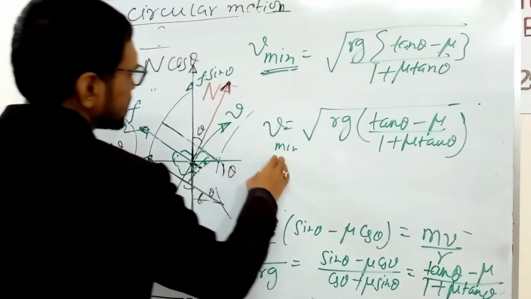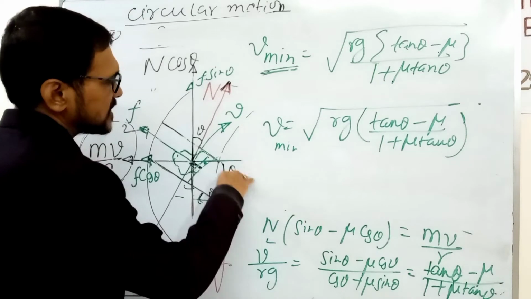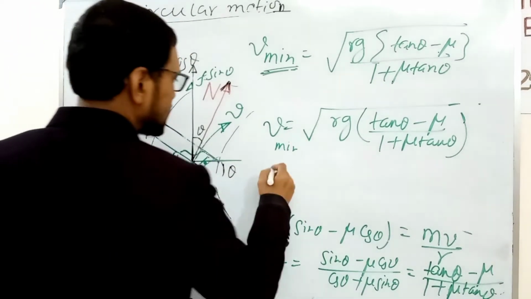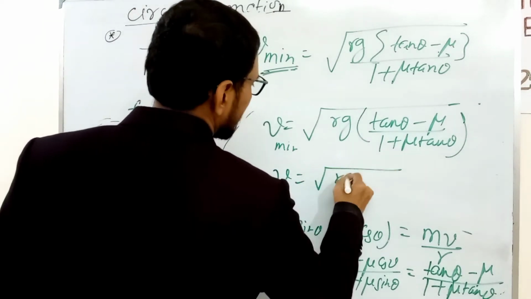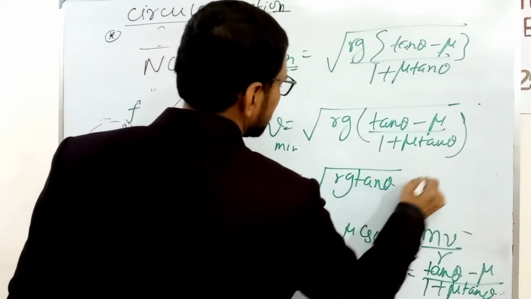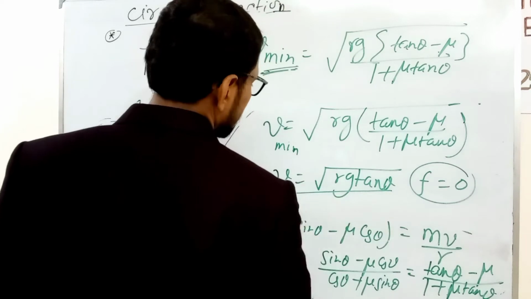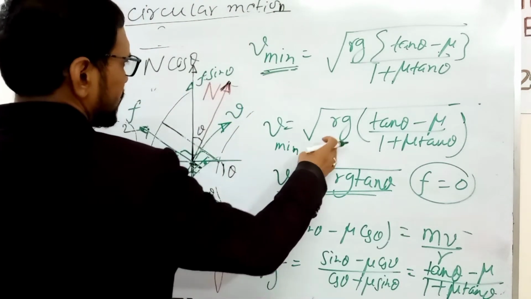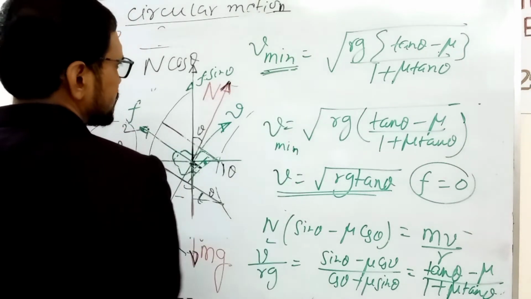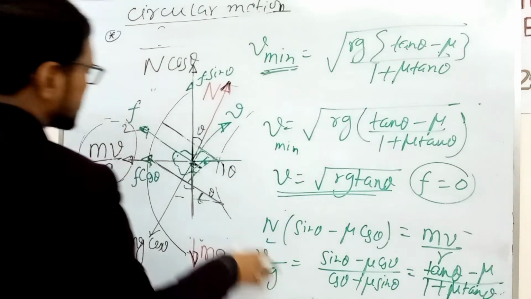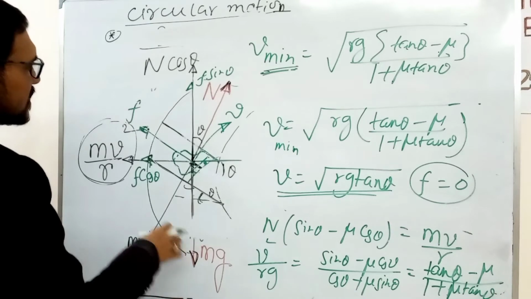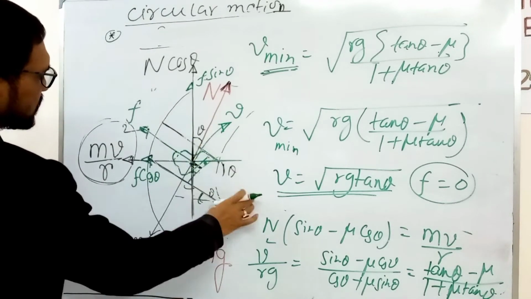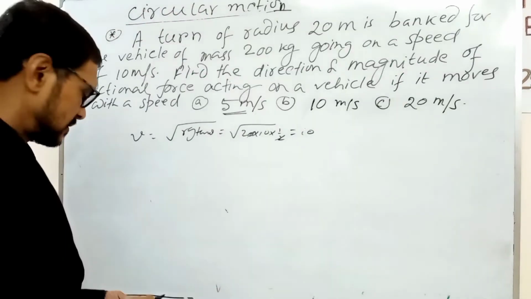Now what is the minimum velocity? This. If the velocity is increased to a particular velocity, root over rg tan theta, so if v equal to root over rg tan theta, then friction equal to 0. At this velocity friction is 0. Now beyond that, toward the maximum velocity, friction is maximum; just reverse its direction, so that the car can safely turn. That means the car cannot slip along the inclined plane.